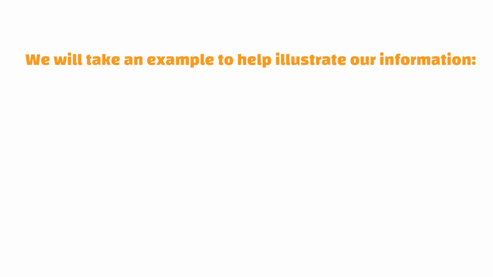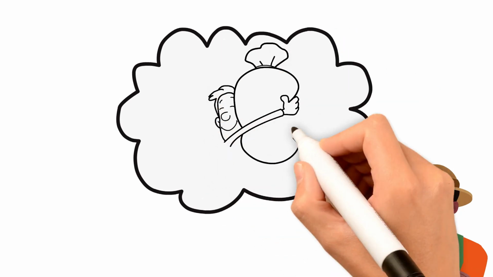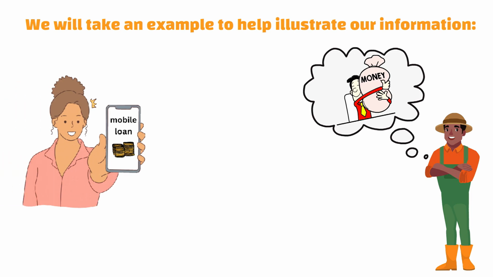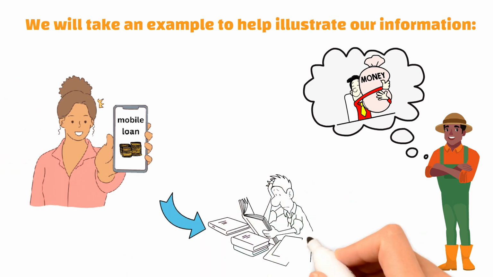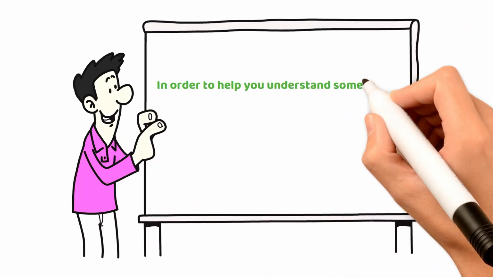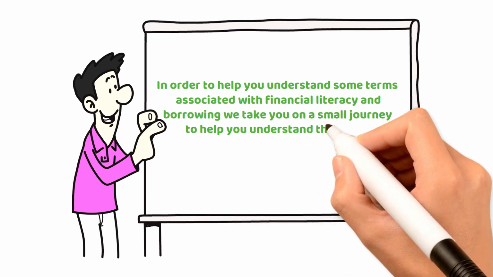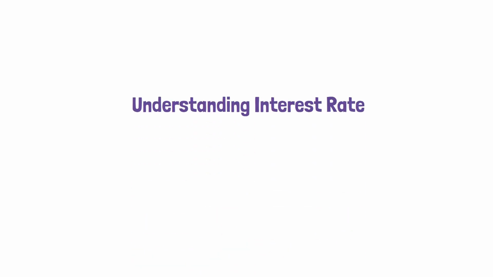We will take an example to help illustrate our information. Imagine you have been facing financial problems and you need some quick money solutions to help you run your activities. You want to choose a mobile loan, but you are often subjected to loan conditions that are not easily understandable. In order to help you understand some terms associated with financial literacy and borrowing, we take you on a small journey to help you understand the terms used in digital lending.